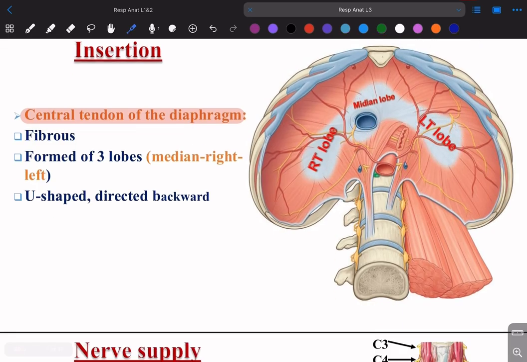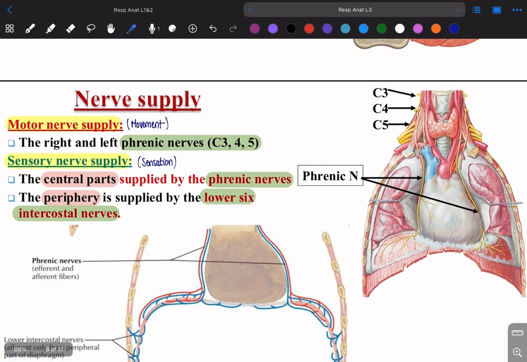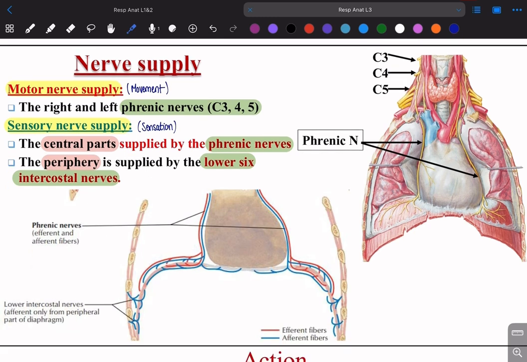Now let's go to the nerve supply. The nerve supply is divided into 2 parts, the motor nerve supply and the sensory nerve supply. The motor, from its name, is for movement, and the sensory is for sensation. The motor nerve supply is supplied by the right and left phrenic nerves. Whenever we hear phrenic nerves, it's the diaphragm. It's the nerve supply for the diaphragm.